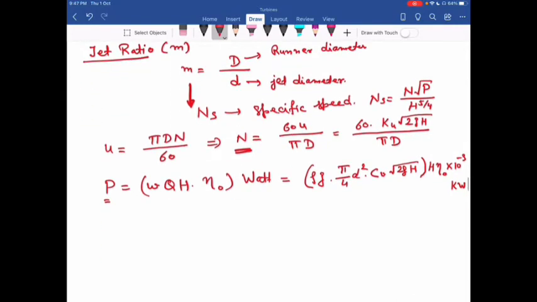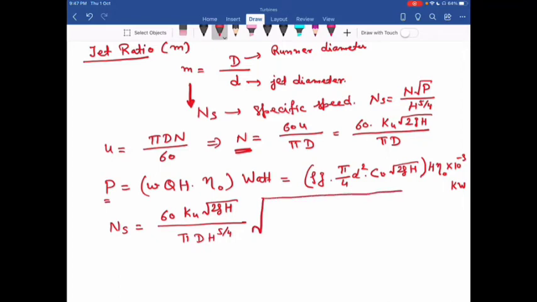So I have the relation Ns is equal to 60 Ku under root of 2gH divided by πD, into H raised to power 5 by 4, under root ρ π by 4 D square Cv under root of 2gH into g into H, overall efficiency, into 10 raised to power minus 3. This is all in under root.